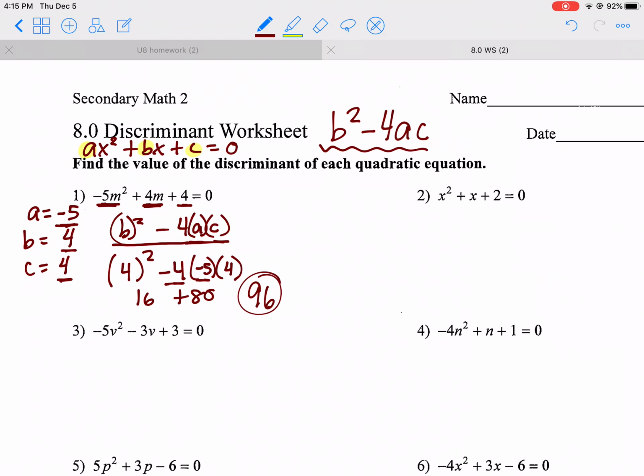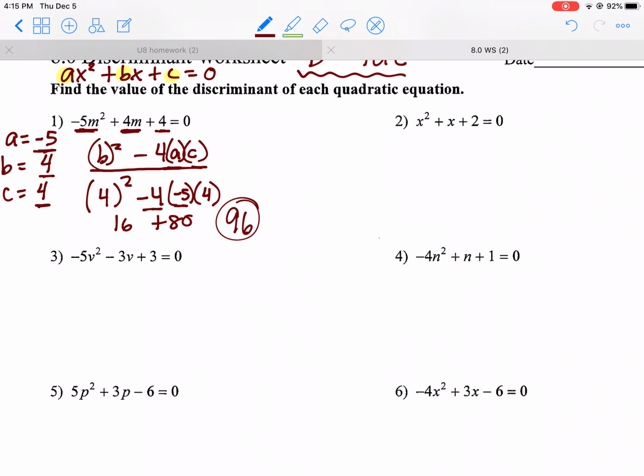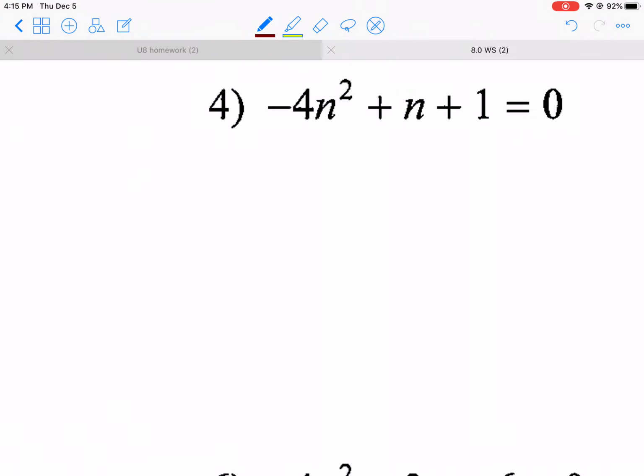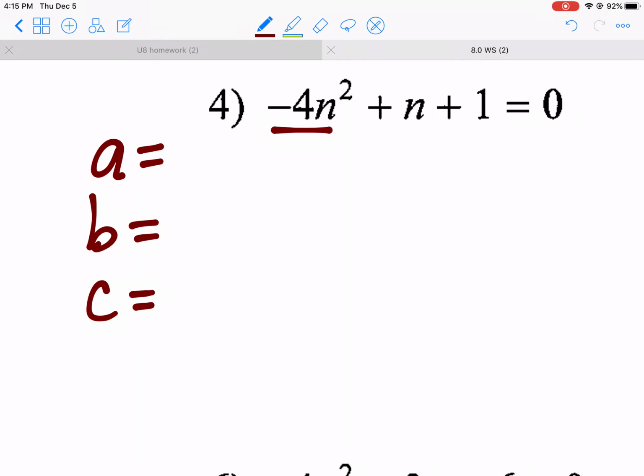Okay, let me see if there's one that's slightly challenging that we've got out of here. Maybe let's do number 4. If I'm identifying A, B, and C, then I can see that the coefficient of the quadratic term is negative 4.